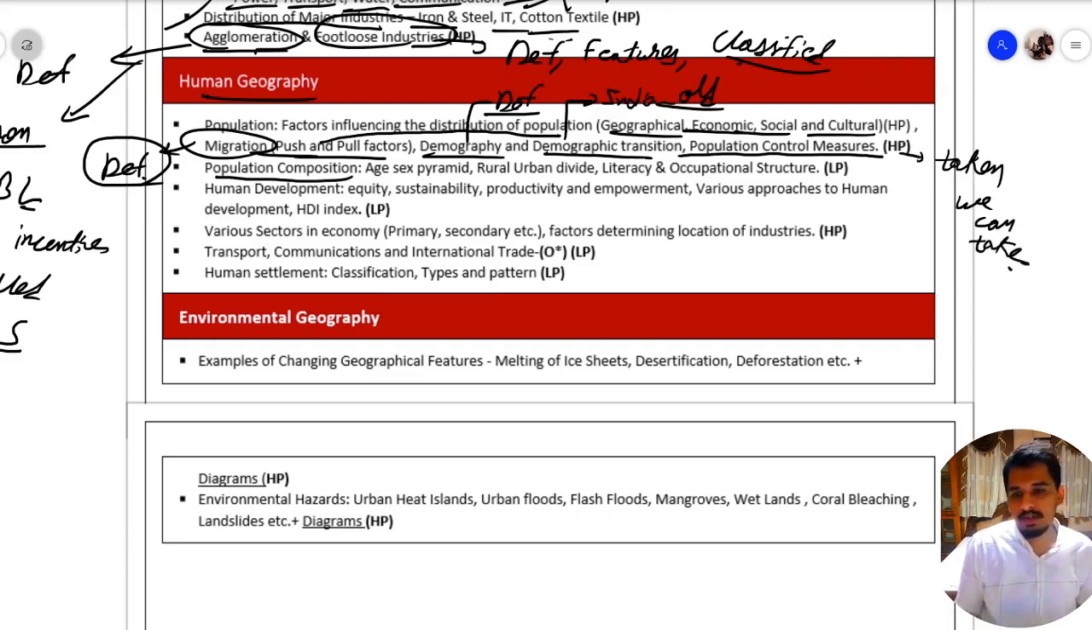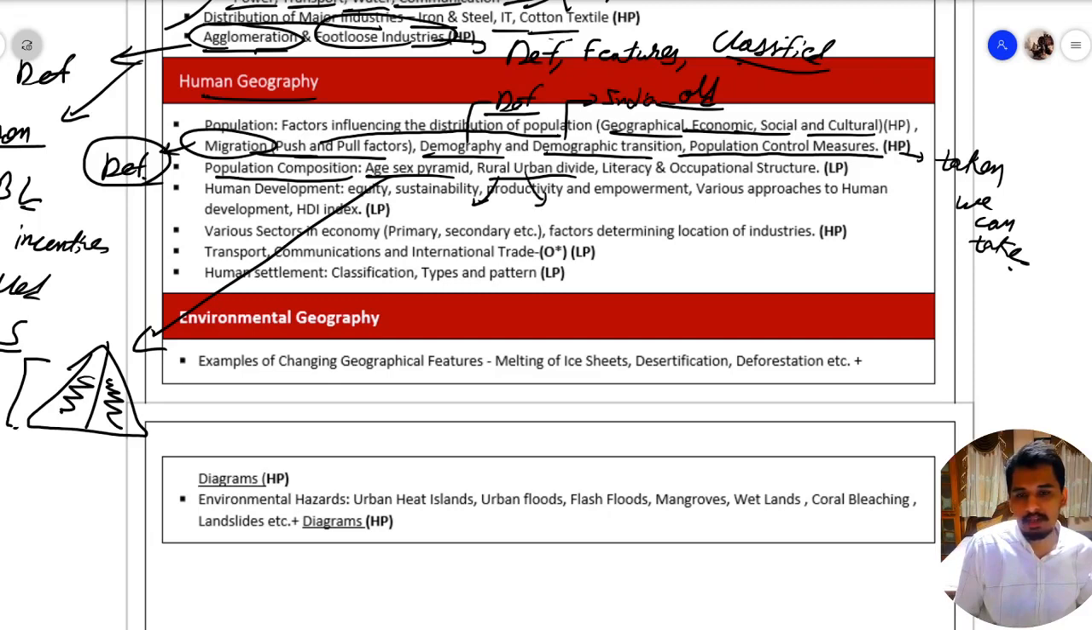Then in population composition, you should know the age sex pyramid of India, something on these lines. That this much are female, this much are male, the age and sex pyramid. Then we have the rural and urban divide. How many are there in rural areas? How many are there in urban areas? Then what is the literacy rate of our population? What is the occupational structure?